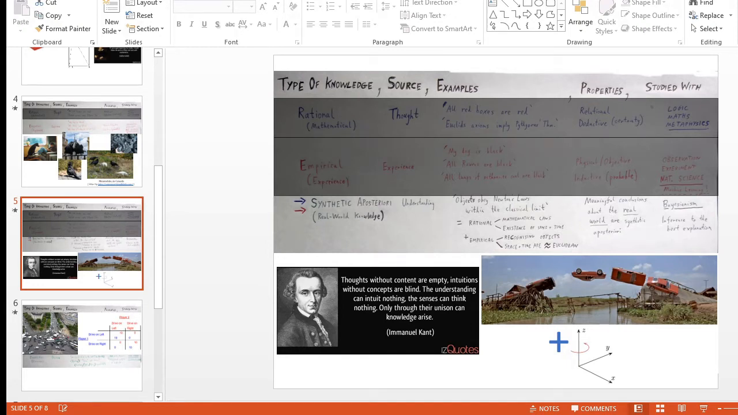In this Immanuel Kant quote, thoughts without content would correspond to a mathematical method, but you don't have any data to apply it on, and you don't have any data to know whether the rules of the method apply in the real world. The second part, intuitions without concepts are blind, would be to say you've got some data, but no idea how to process it mathematically. So Immanuel Kant says that only through the union of mathematical methods and obtaining data can knowledge arise, or we could say scientific knowledge can arise, where we can say something useful in general about the world.